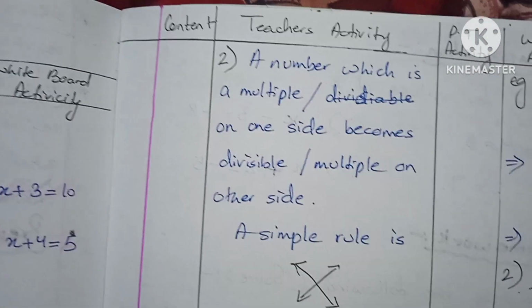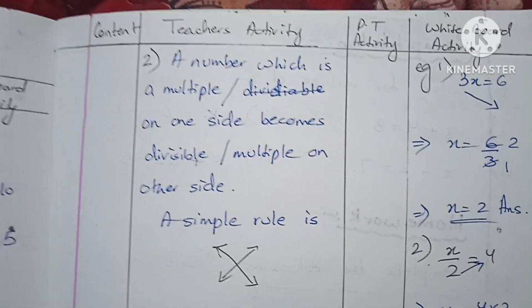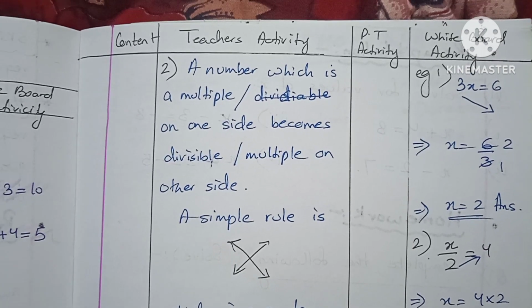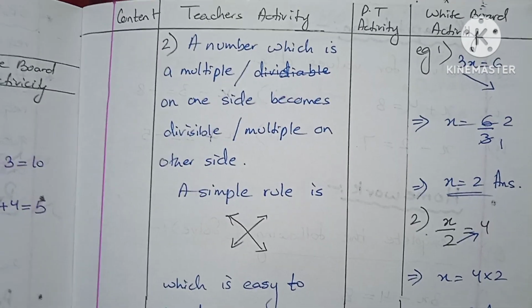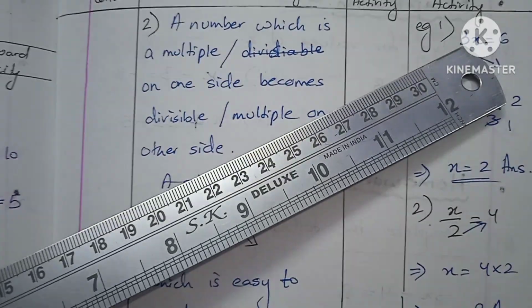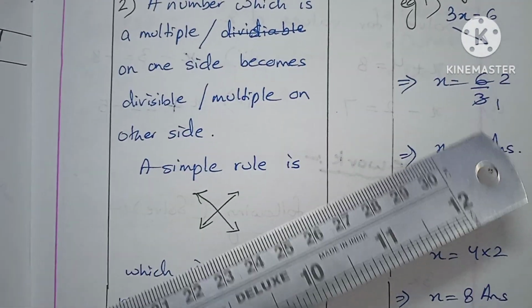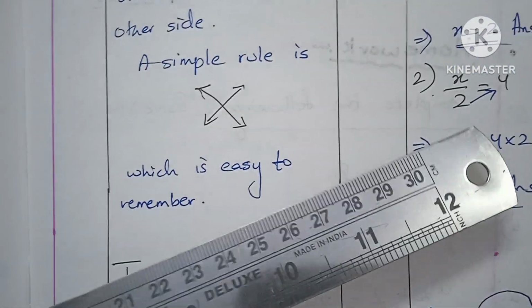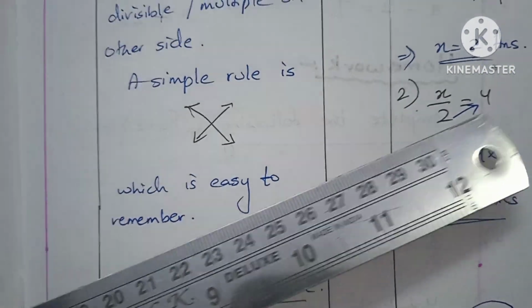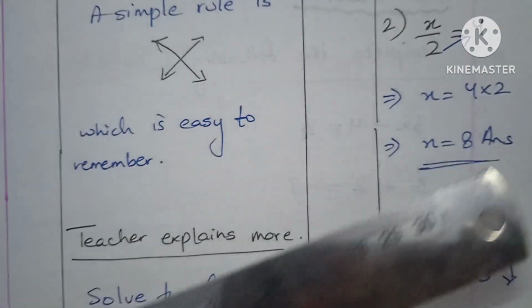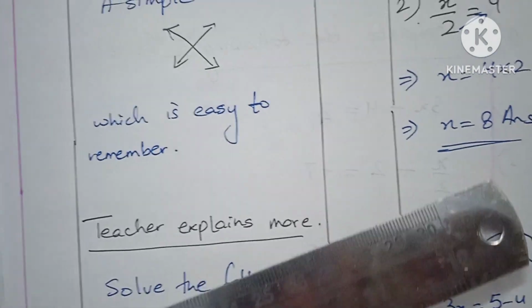Now, the second rule is a number which is in multiplication or division on one side becomes division or multiplication on the other side, that is the reverse. Like over here you see 3x is equal to 6, so over here 3 is in multiplication, it will go in division and the value of x will come out as 2. Similarly over here we have x by 2 is equal to 4, 2 is in division, it will go and get multiplied with 4 and we get the value of x is equal to 8.